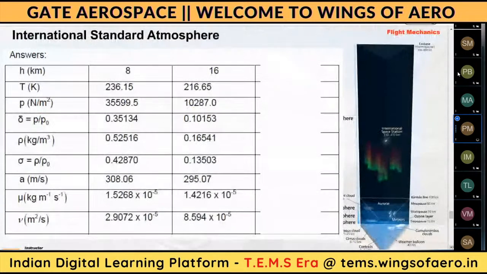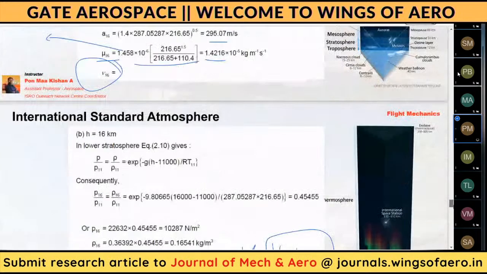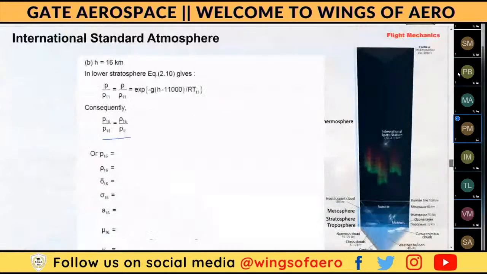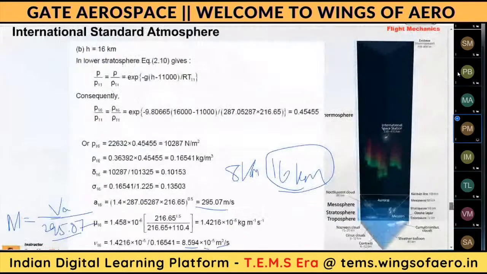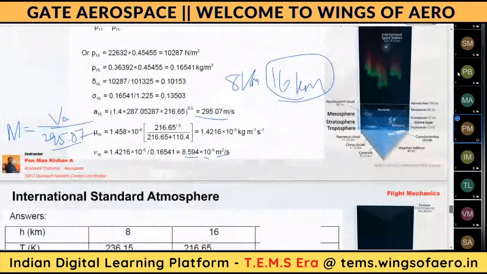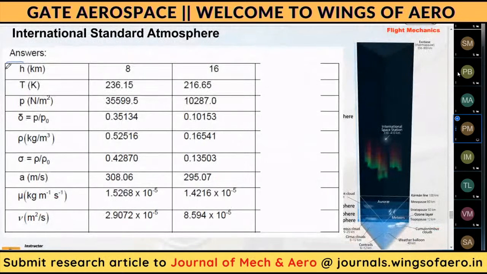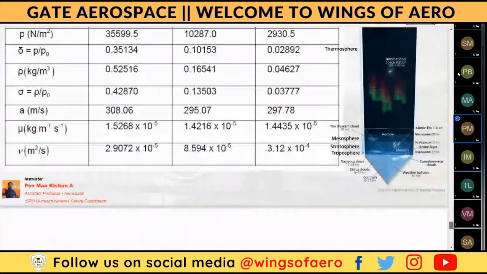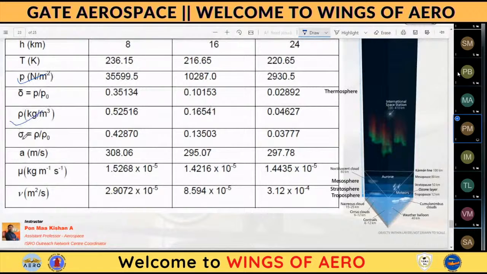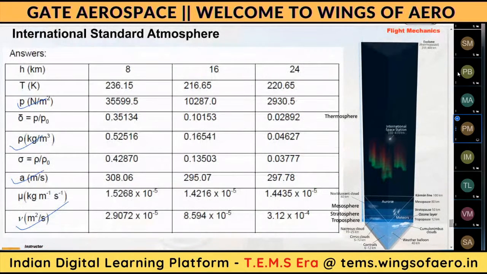Using the same procedure, we need to calculate for 24 kilometer altitude also. Yes, sir, 24. Similarly, we have to calculate for 24. But mostly in the GATE exam, it is covered with the troposphere region. Rarely they have covered the stratosphere. So if you understood this procedure, you can easily calculate the pressure, density, speed of sound and viscosity.